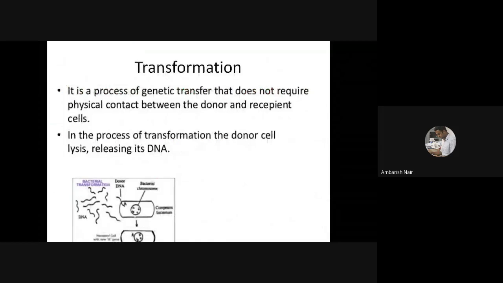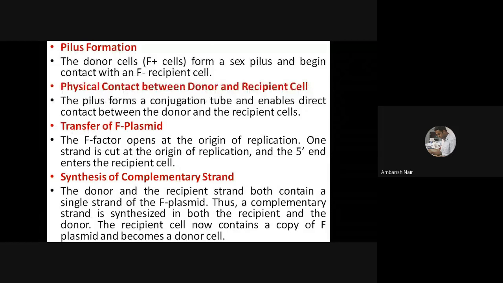So that is important. Pilus formation: the donor cells form a sex pilus and begin contact with the recipient cell. There will be a physical contact between them through a conjugation tube. Then transfer of plasmid by cutting from the origin of replication. One strand is cut at the origin of replication and it will be pushed to the recipient cell.